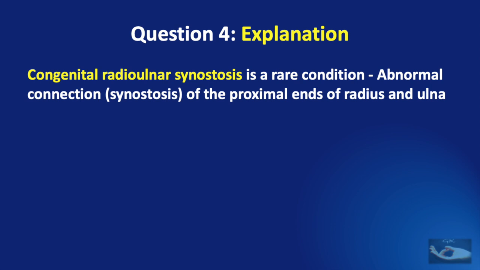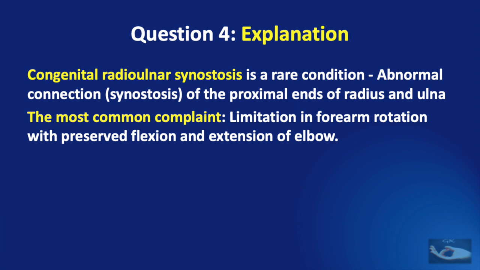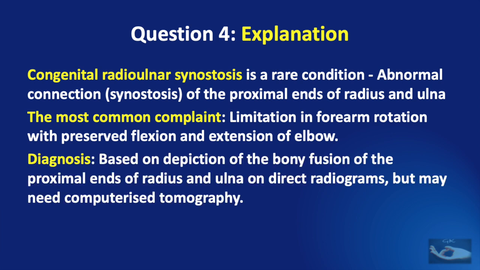Congenital radioulnar synostosis is a rare condition where there is an abnormal connection, otherwise known as synostosis, of the proximal ends of the radius and ulna. In this condition, the most common complaint is limitation in forearm rotation with preserved flexion and extension of the elbow. And the diagnosis is based on depiction of the bony fusion of the proximal ends of the radius and ulna on direct radiograms, but may need computed tomography.